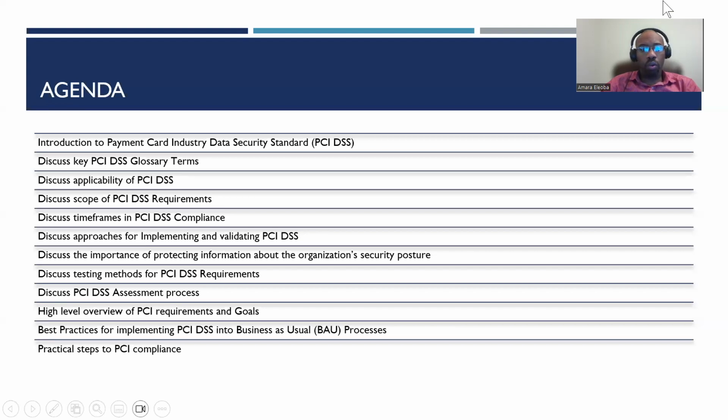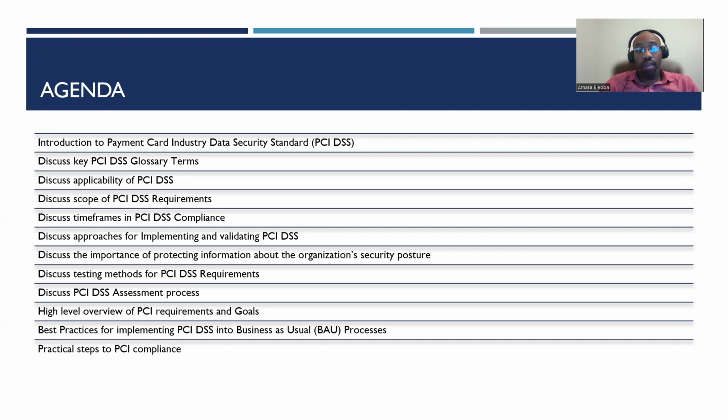And the agenda: I will be going over the introduction of PCI. We'll be discussing the key glossary terms, also the applicability of PCI. We're going to look into the scope of PCI DSS. We're also going to discuss the time frames within PCI compliance and how we approach implementation and validation of PCI. We'll discuss the importance of protecting the information about the organization's security posture. And then we'll also discuss the PCI testing methodologies and the PCI assessment processes.